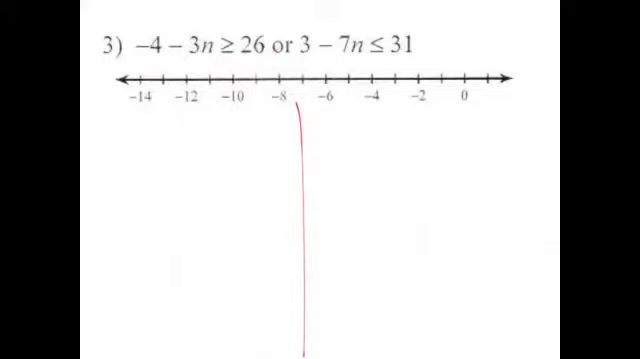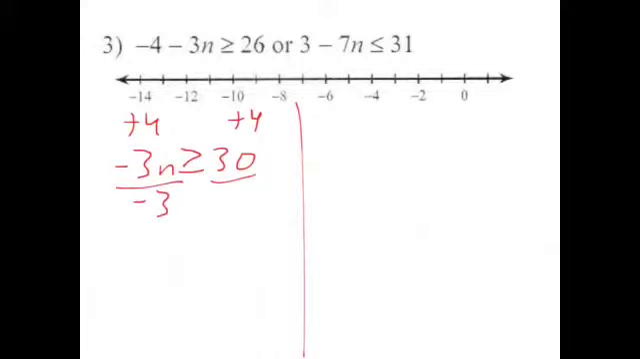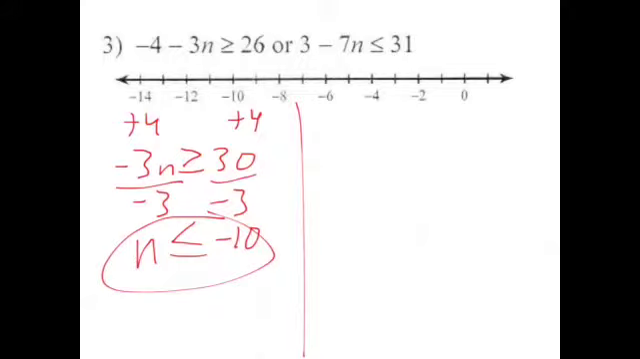For this first inequality, I need to get that n all by itself. So I'm going to add 4 to both sides to get negative 3n greater than or equal to 30. I'm going to divide by negative 3. And remember, whenever you divide by a negative, you need to switch the direction of your inequality. And so now we have n less than or equal to negative 10. I'm going to graph that right now, fill it in, because it says less than or equal to. And I'm going to shade left. I'll put an arrow there. Okay, so all numbers including negative 10 and then less than.